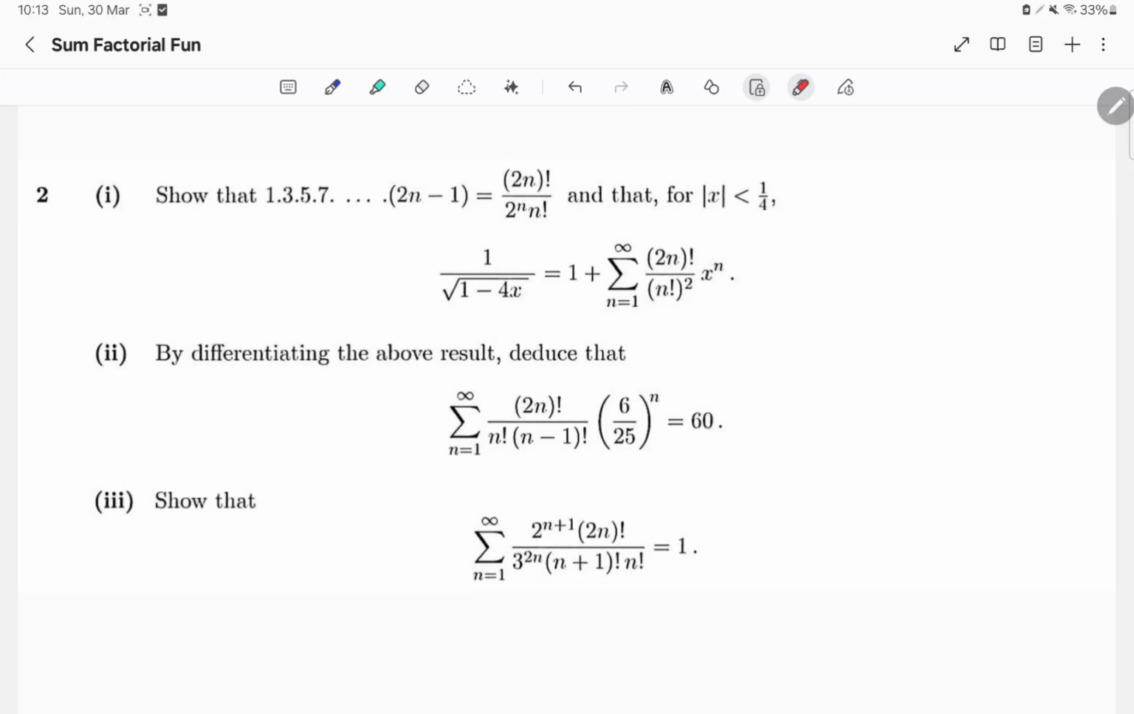This question is about the sum of factorials. Let's get started. Question 2, part 1.